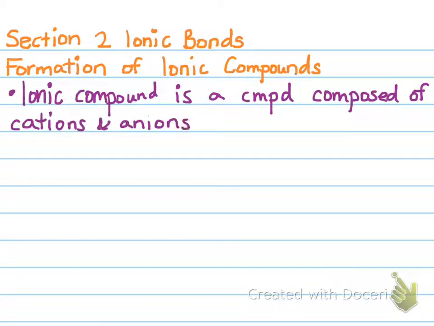Remember, cations are ions with a positive charge. Typically it's metal atoms that become ions and become cations. Anions are ions with a negative charge. Typically anions are going to be made of nonmetals.